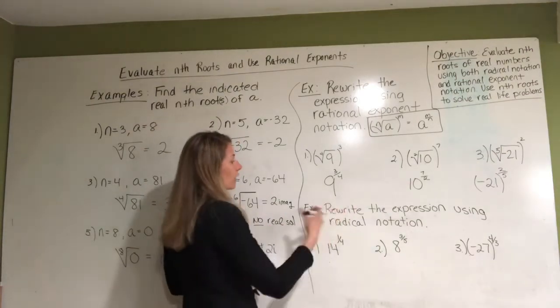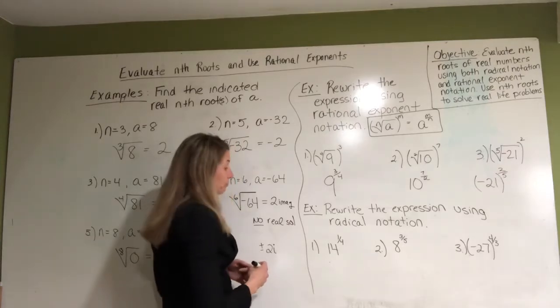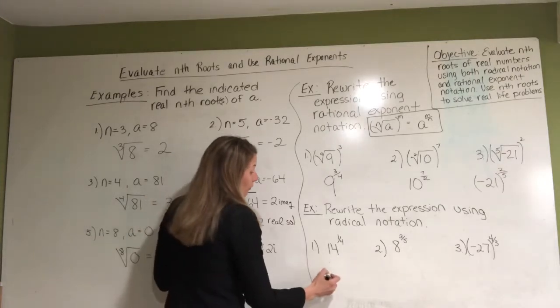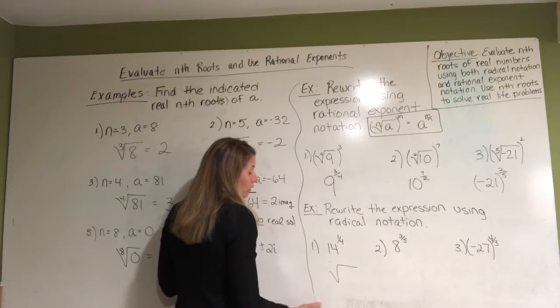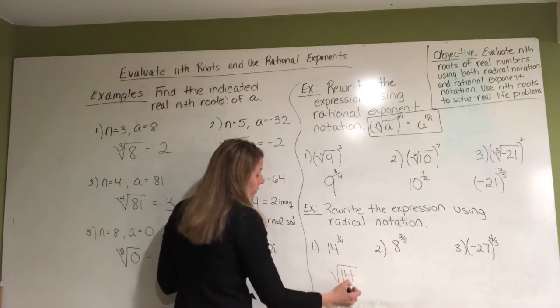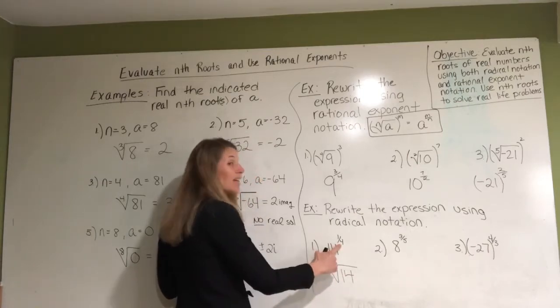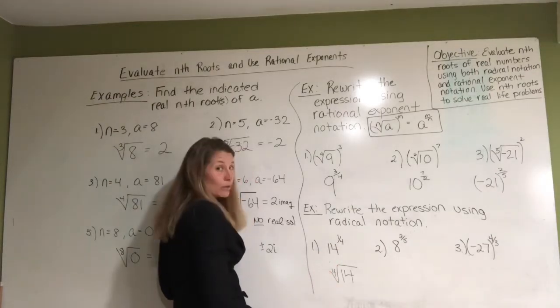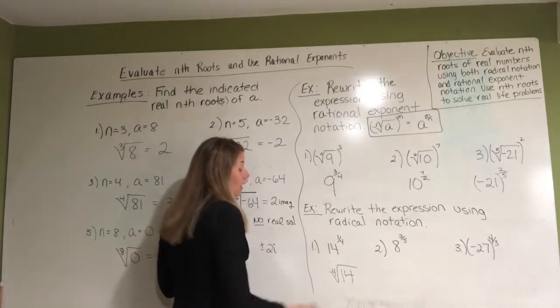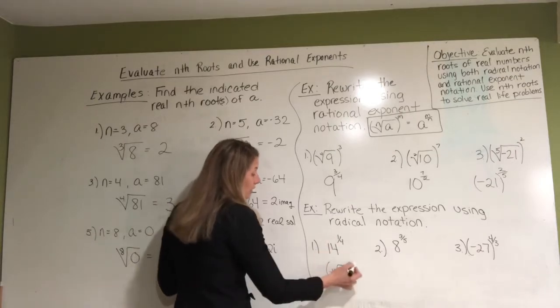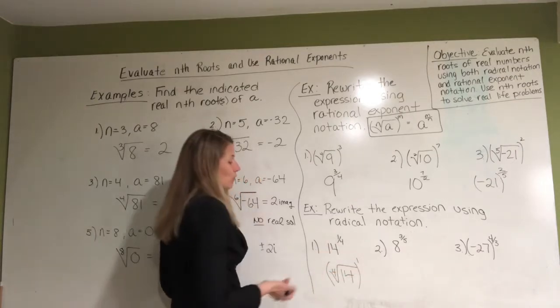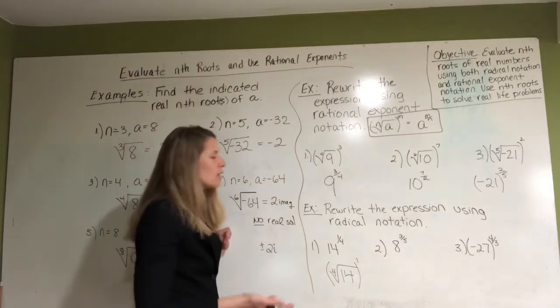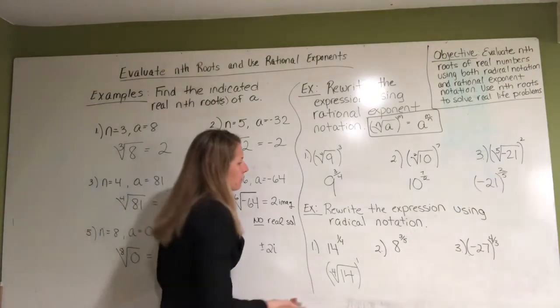So now we're going to do it in reverse, right? So rewrite the expression using radical notation. So this time, I'm going to do my radical, my 14 goes inside. Now remember, the bottom number is the root, so that 4 is my root. It's a 4th root of 14. My power is just going to be this 1, which obviously when you raise it to the power of 1, it's not going to change anything, so you really don't need to write the 1.